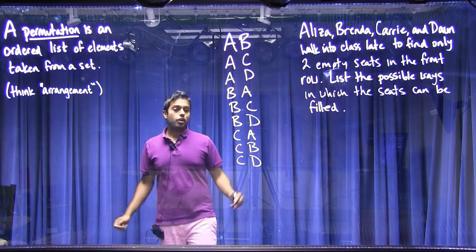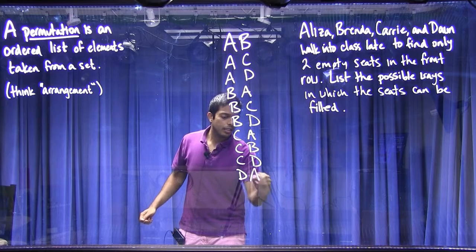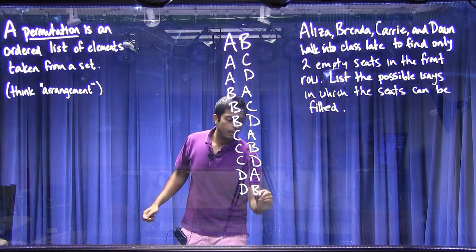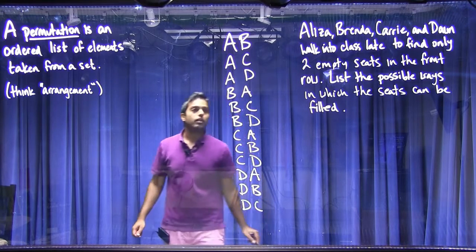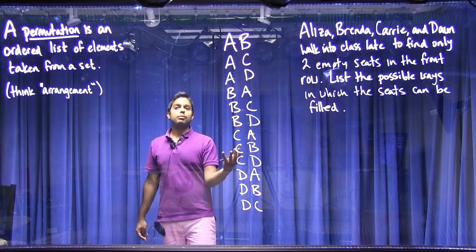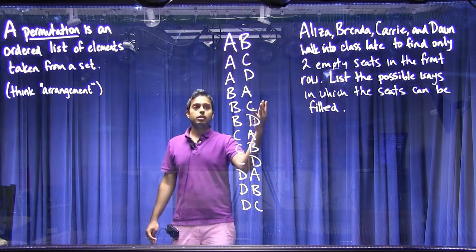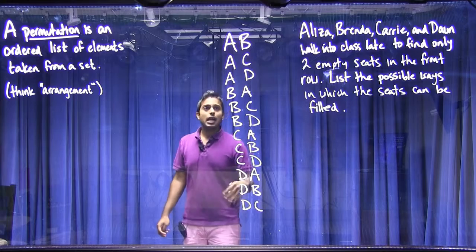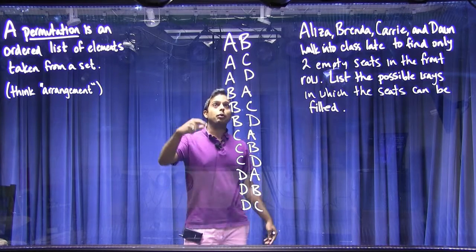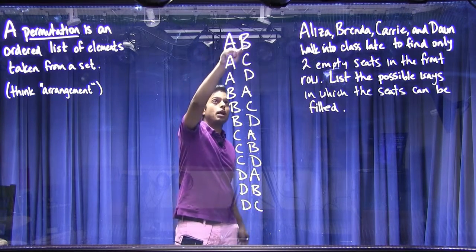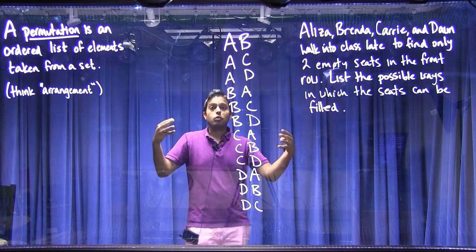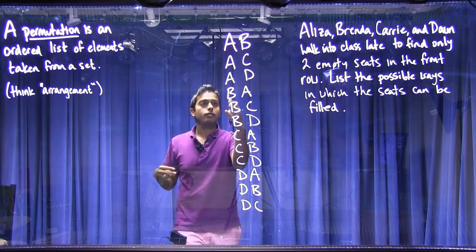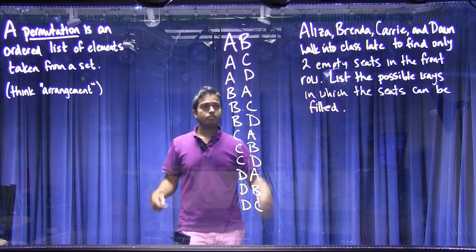Or we could have Dawn in the first seat, and then Eliza in the second, Brenda in the second, or Carrie in the second. So these are all the possible ways in which these 4 students could fill those 2 seats. And notice that, for example, if Eliza is in the first seat and Brenda is in the second seat, that's a different seating arrangement than if Brenda is in the first seat and Eliza is in the second seat.